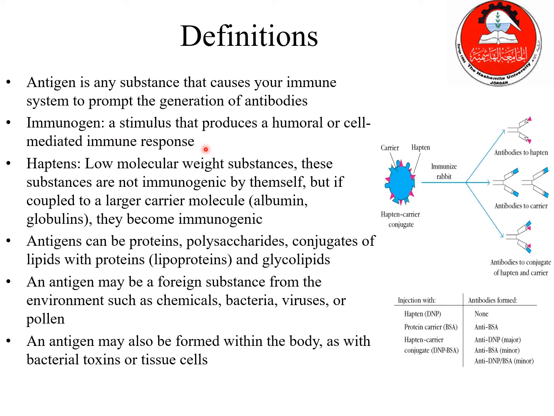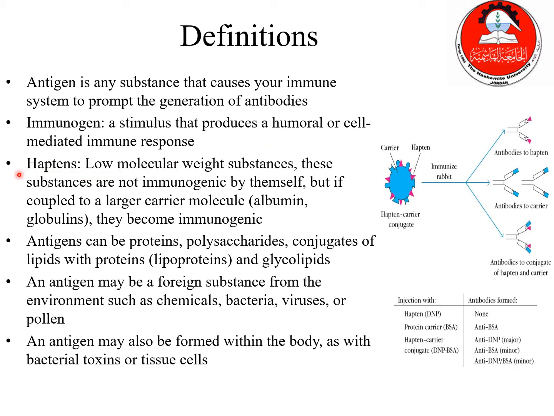Another terminology we're going to come across is an immunogen. Immunogen is a stimulus that produces a humoral or cell-mediated immune response. When we talk about an antigen, it causes the immune system to prompt the generation of antibodies, so it's going to activate the humoral immune response. An immunogen is a stimulus that produces either a humoral or cellular immune response.